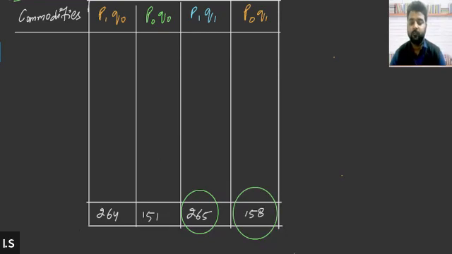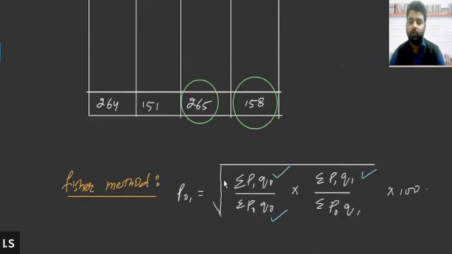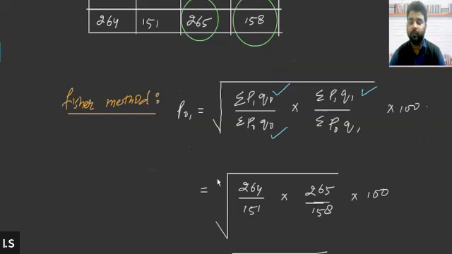Done, Alexander. Yes, sir. Okay, so see, you should get P1Q0 as 264, P0Q0 as 151, P1Q1 as 265, and P0Q1 as 158. Is that what you have got? Yes, sir, I corrected it. Okay, now you will put these values into the formula, right?